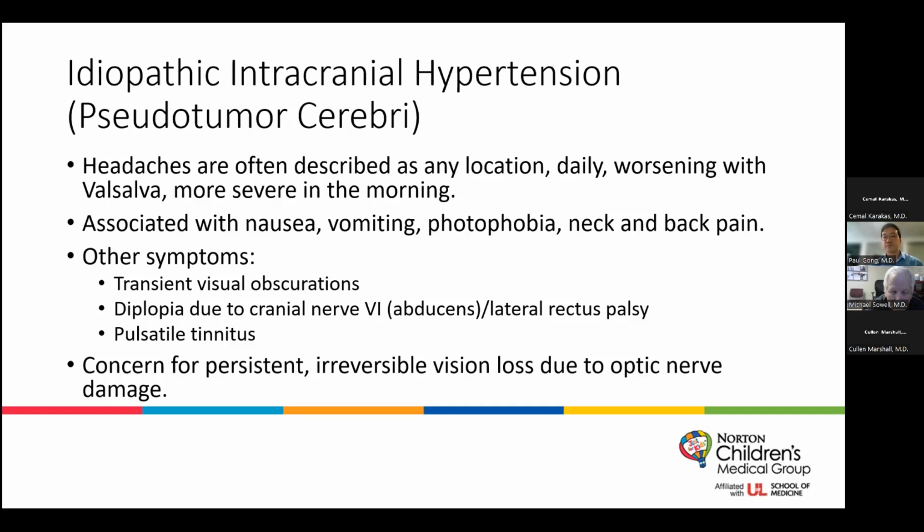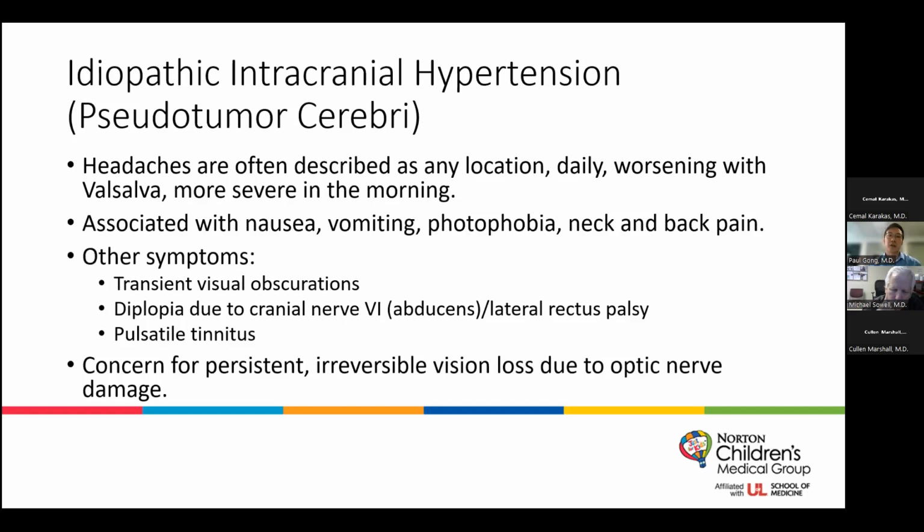Some key symptoms to look out for to clue you into the diagnosis are transient visual obscurations, which are brief and usually precipitated by Valsalva, and patients describe a blackening or darkening of vision that then goes away, lasts just a few seconds. Diplopia due to cranial nerve 6 palsy, patients being unable to fully abduct their eyes, and then pulsatile tinnitus, this whooshing sound in their ears.